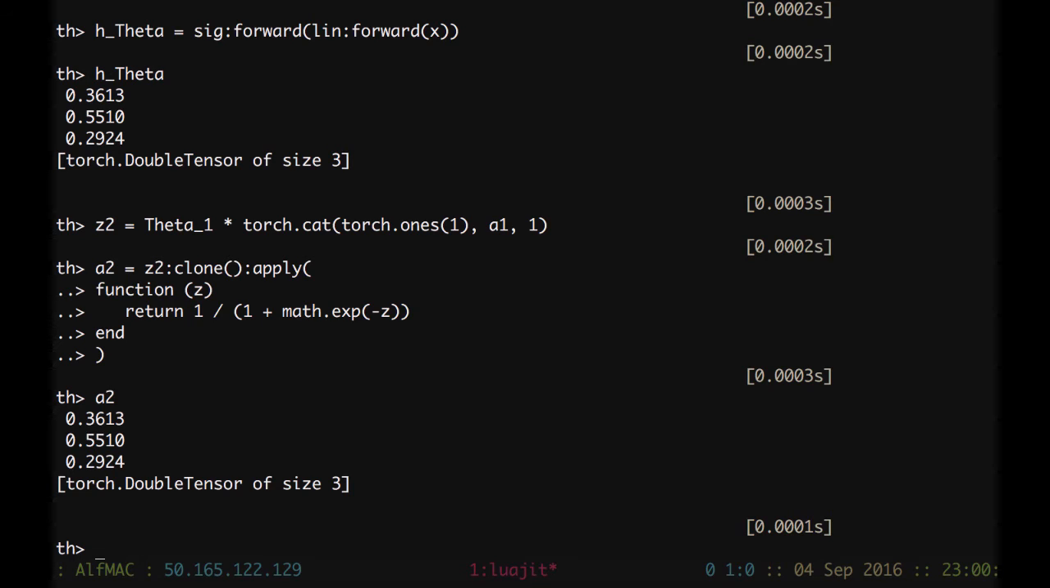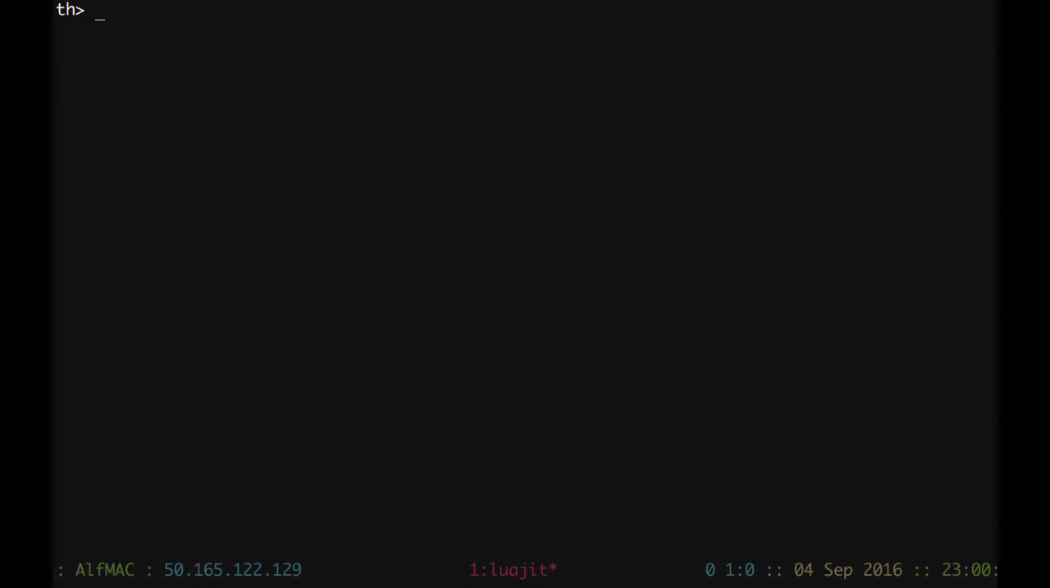Let's perform now the backward pass. This is a bit more elaborate. So, backward pass, or backpropagation. We have to define first a loss function, which is going to be in this case the mean square error criterion.